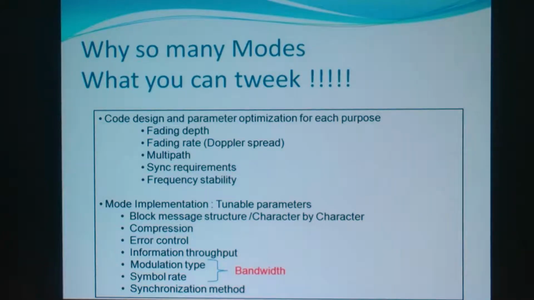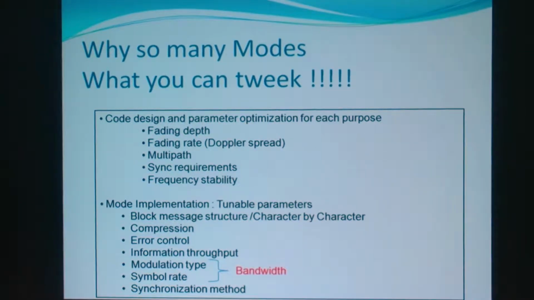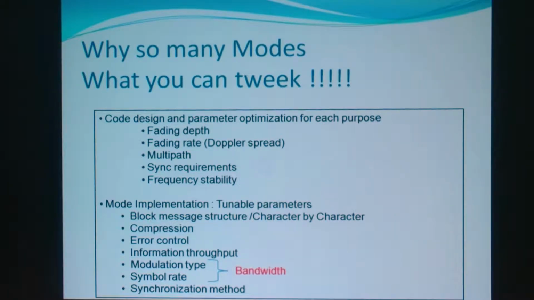This one probably, so this is what you can tweak, okay? At a very, very high level, the top is basically saying you need to decide where you want to use the mode you're designing. Do you want it to do fast, deep fading or slow fading? You have to take into account the fading rate. Is it fast or slow? Multipath, sync requirements, and frequency stability. Those are the things you build into making the data mode for your particular use.